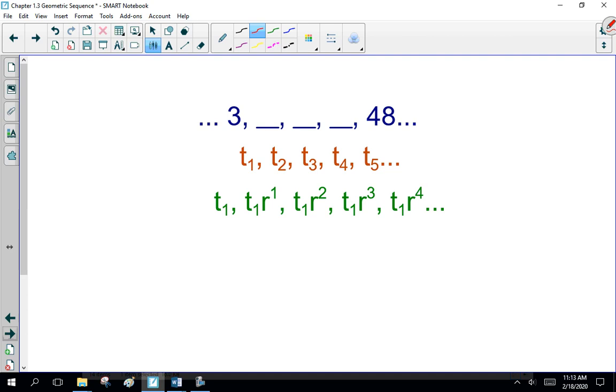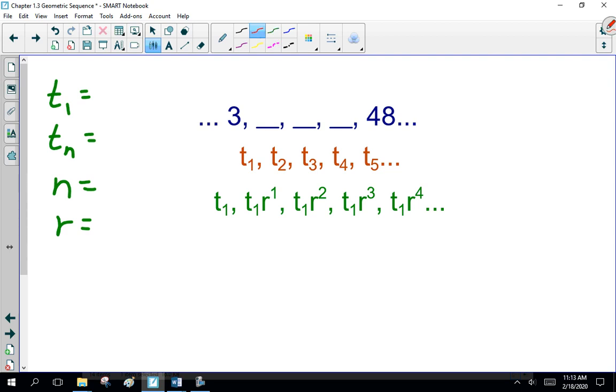Now, here's the nasty one. Now, hang on. I want you to look at this and make a list of everything you know. 3, blank, blank, blank, 48. T1, T2, T3, T4, T5. All right? So, like any other question, make a list of what you know. Now, since the question's in front of you, you don't have to copy it out, but I want T1, T to the N, and R. The last one, it wasn't that important. Well, we should have. I'm just getting old.